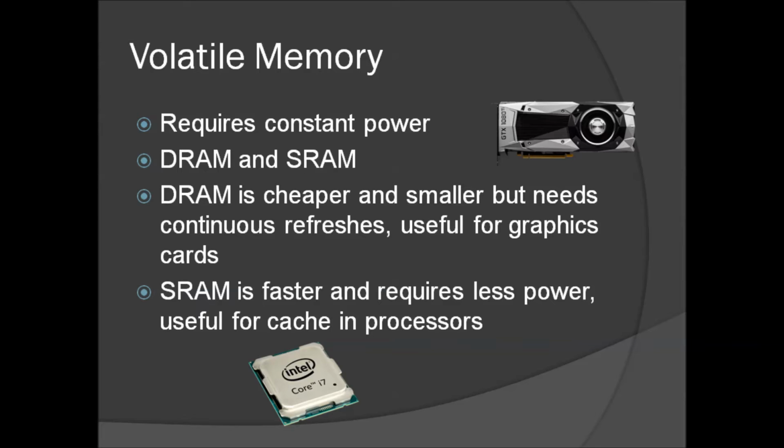SRAM is faster and consumes less energy than DRAM. This is more useful in devices where speed is much more important than capacity, such as in cache memory in processors.